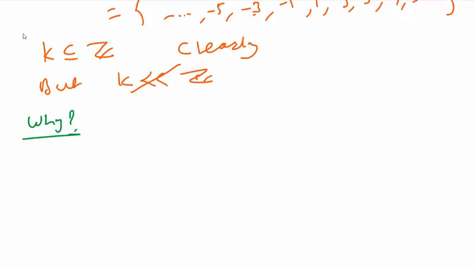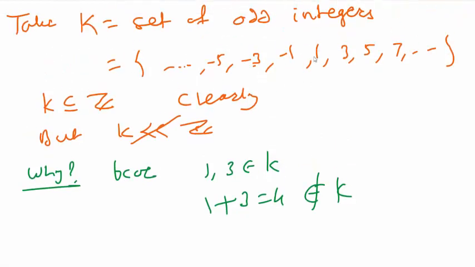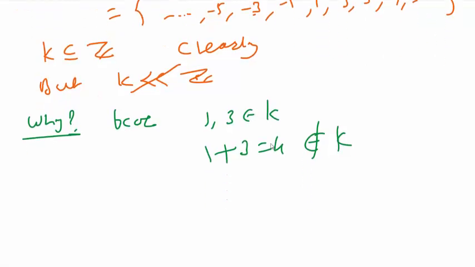Let us check. If we try for closure property, 1 and 3 belong to K. So 1 plus 3 equal to 4 does not belong to K. 4 is not in the set of odd integers. 4 is an even integer, not an odd integer. So closure property doesn't satisfy.